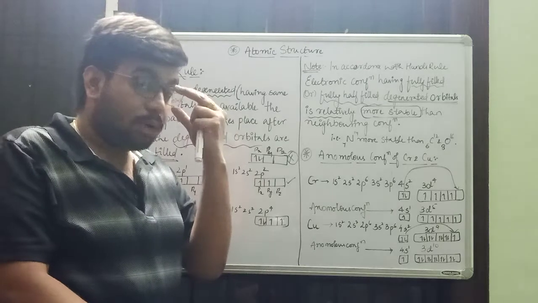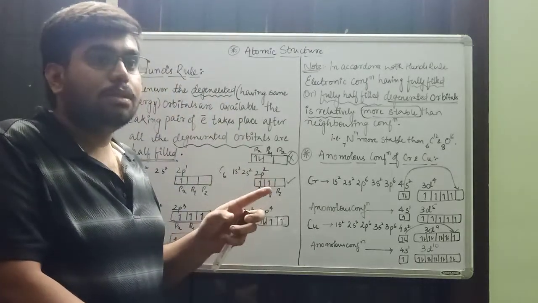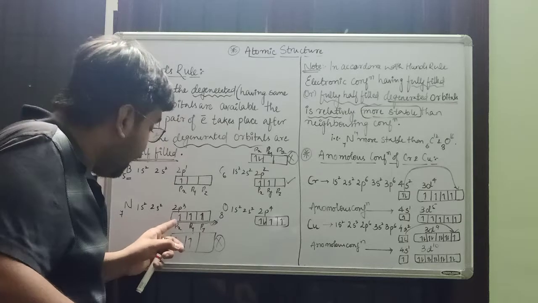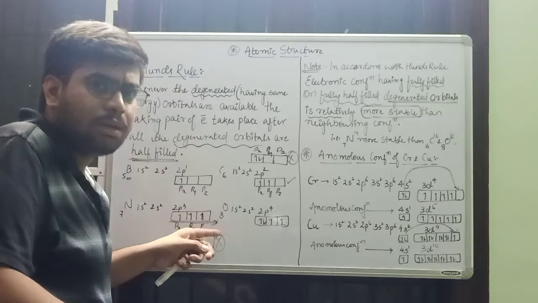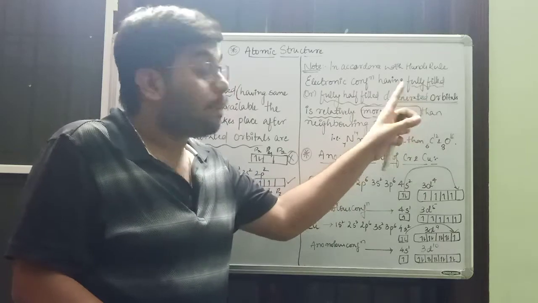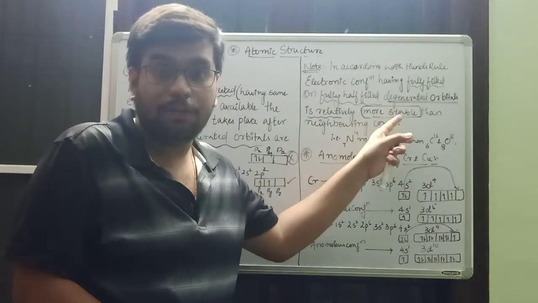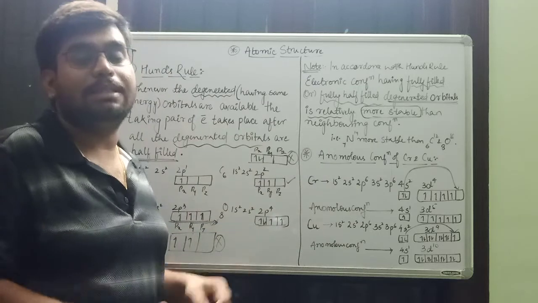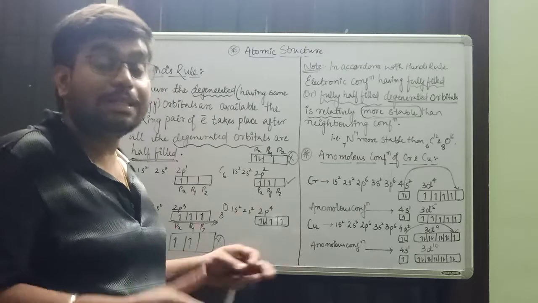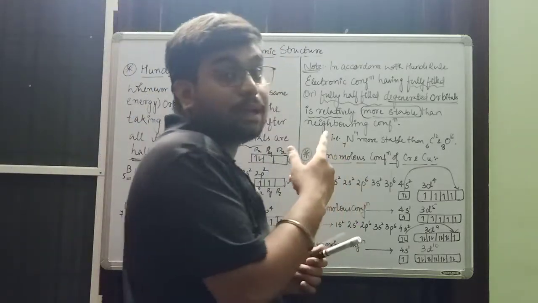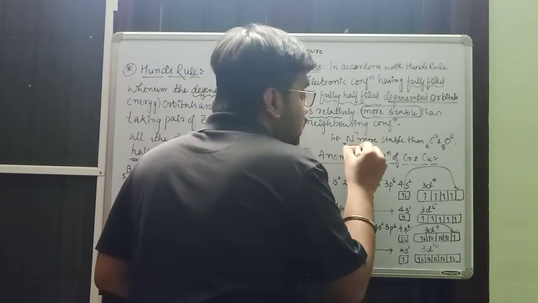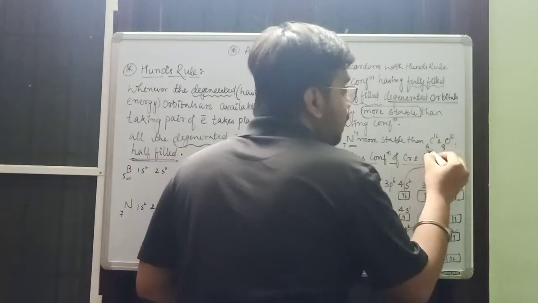Previously we discussed the spin quantum number. If the orbitals are completely half filled, all the spins are in the same direction, unidirectional spins. If the orbitals are fully filled, the spins will be balanced. That means energy will be less. Once energy is less, stability is high. So that is the reason why nitrogen is more stable than carbon and oxygen.